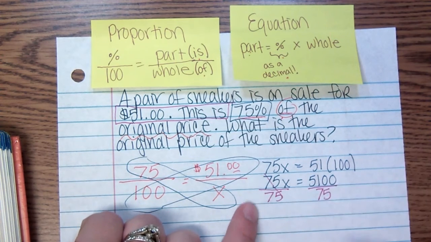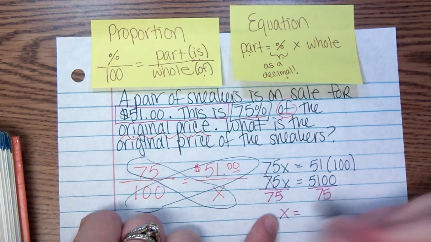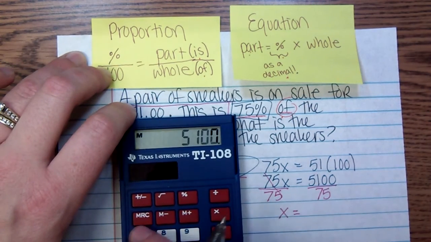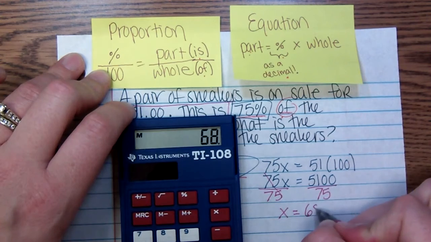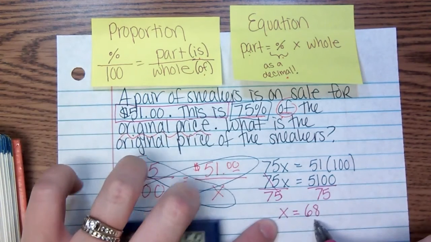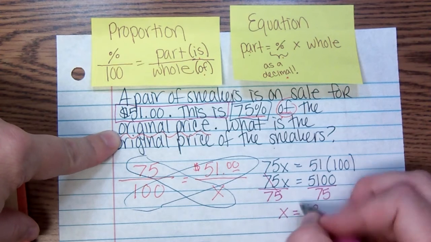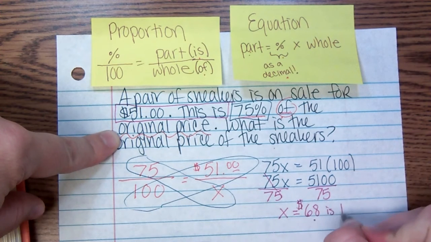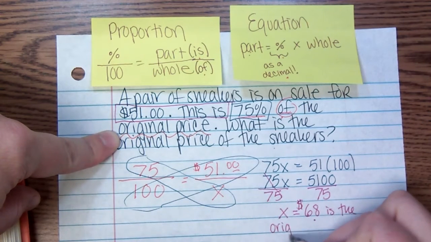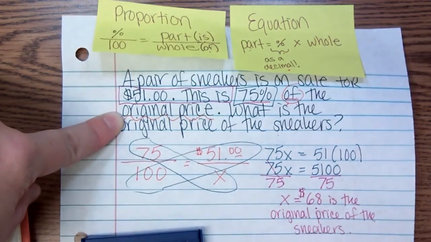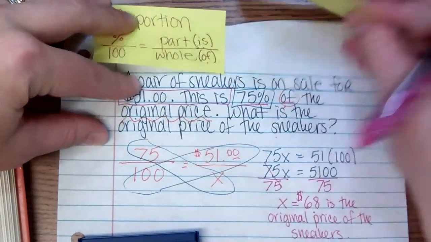75 divided by 75 is just 1x. And then I need my calculator to do this part. 5100 divided by 75 equals 68. And what does that answer represent? The answer represents what is the original price of the sneakers. So $68 is the original price of the sneakers. Because in word problems, we always have to have the unit and some information with that label.